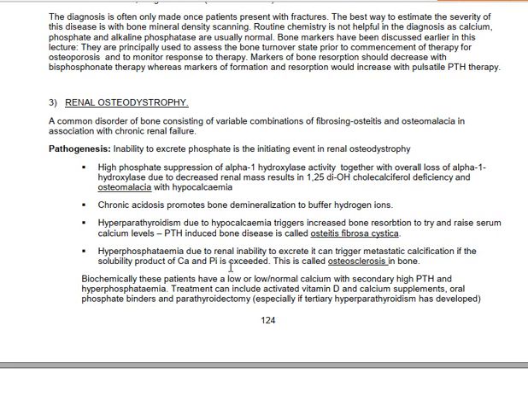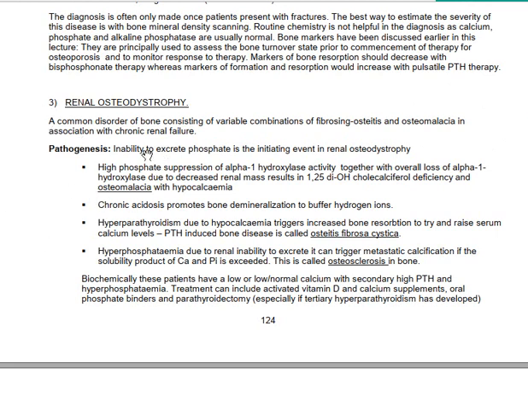hyperphosphatemia. Since the patient has hypocalcemia, the compensation is hyperparathyroidism, and thus the patient is going to demineralize all his bone. There's going to be bone lysis. When there is bone lysis, it results in fibrosing osteitis and osteomyelitis. So a combination of fibrosing osteitis and osteomyelitis occurring in a patient with chronic renal failure is named renal osteodystrophy.